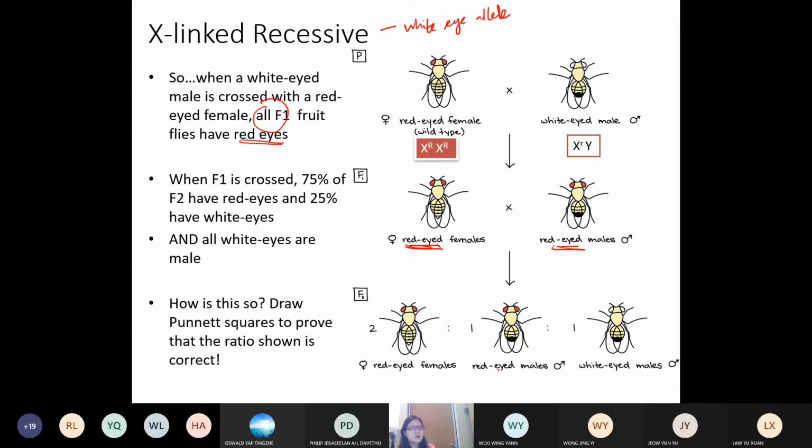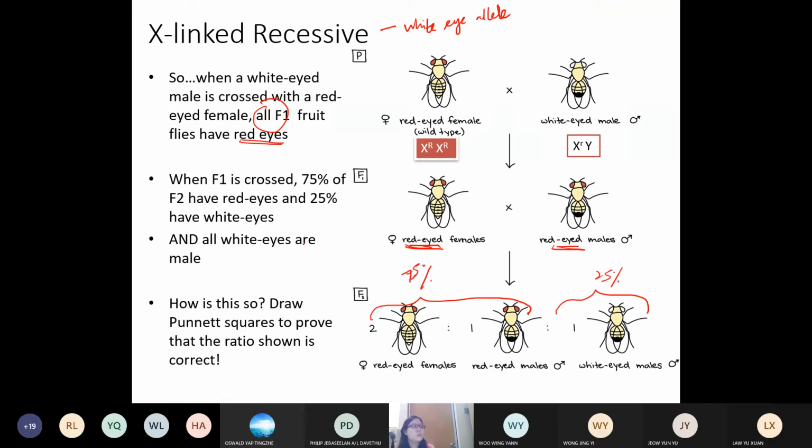You realize that all the white eyes are males. There are red eye females and red eye males, and this is 75%, right? But all the white eyes are males. This is the 25%. All right, so why is this the case?